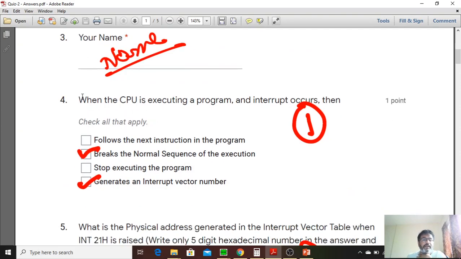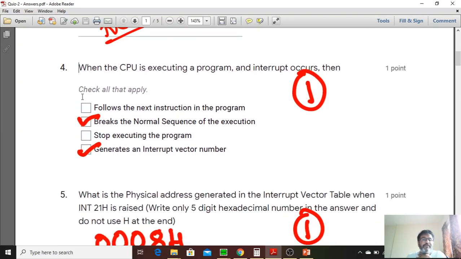The question is, when the CPU is executing a program, an interrupt occurs, then what happens? See, the first option is wrong: follows the next instruction in the program. No. Second option, breaks the normal sequence of the execution. It's correct. That's what an interrupt does.